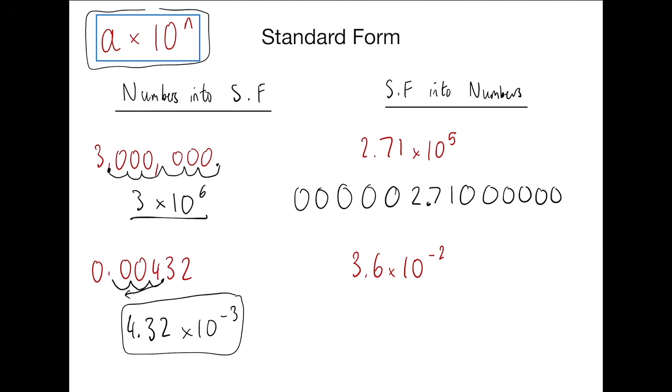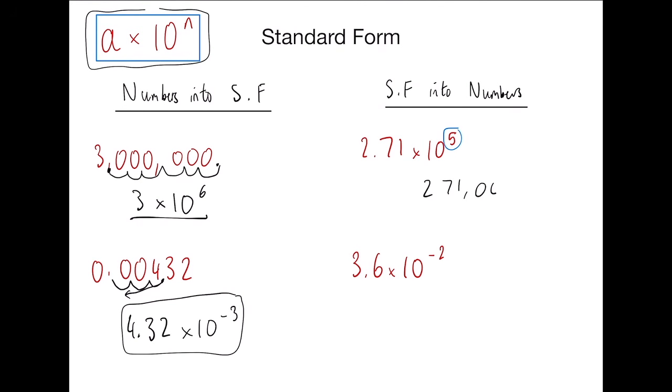Now, because this is a positive 5, the number is going to be getting bigger, so the decimal place goes to the right. So we want to move this decimal place 5 places and see where it ends up. Now it ends up over there, which means the number that we're going to get from this is 271,000. So we can write that one in there.